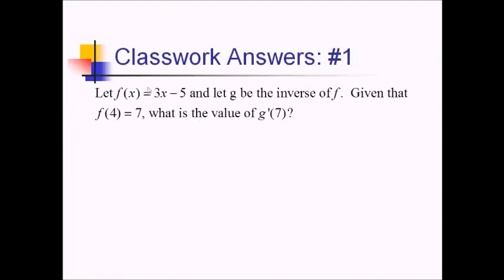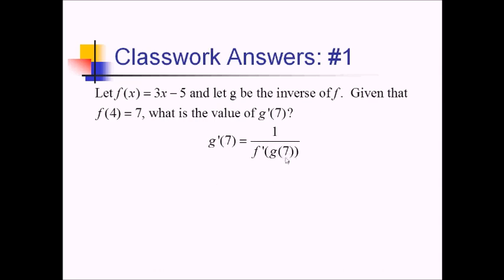For this problem, f of x is 3x minus 5 and g is the inverse of f. Given that f of 4 is 7, we want to know the value of g prime of 7. So we're trying to take the derivative of the inverse, so we're going to use our inverse derivative formula. G prime of 7 is going to equal 1 over f prime of g of 7. So this is our initial setup here.